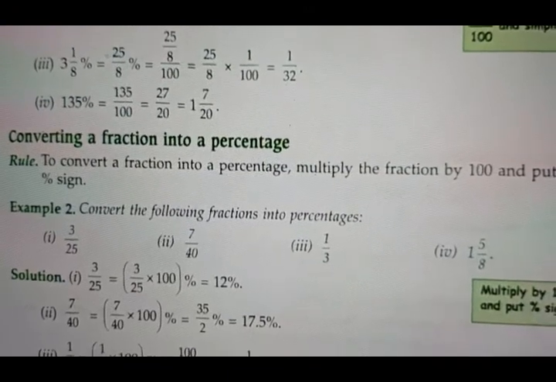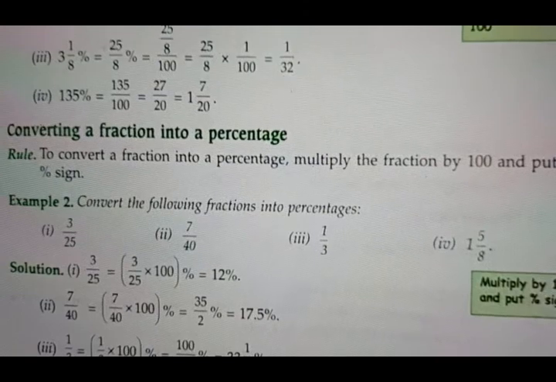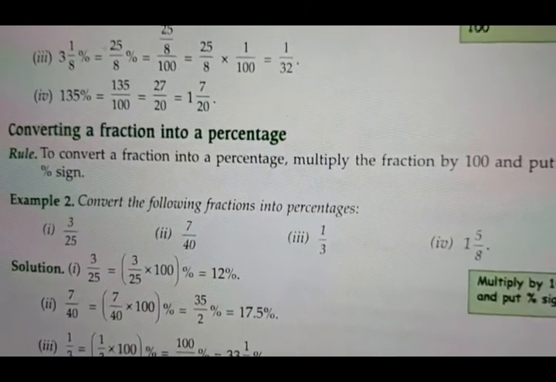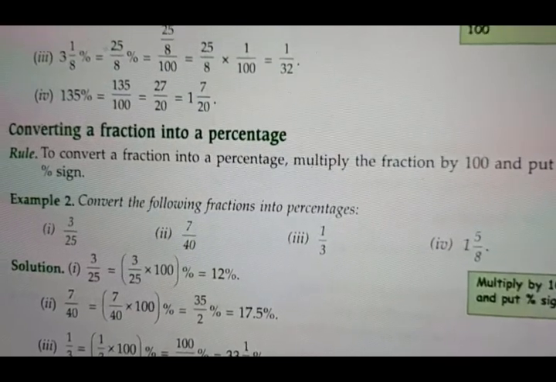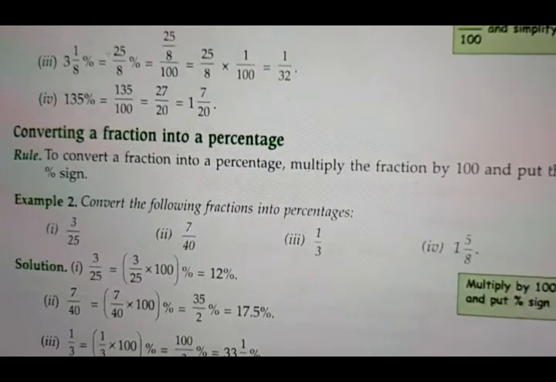Now 135% means 135 upon 100. You divide both by 5. So 27 upon 20. Now it cannot be divided further, so we convert it into a mixed fraction because it is an improper fraction. 1 whole 7 upon 20 will be your answer.